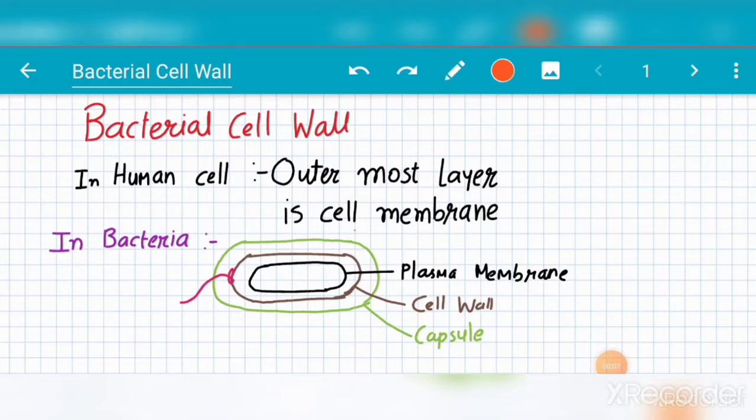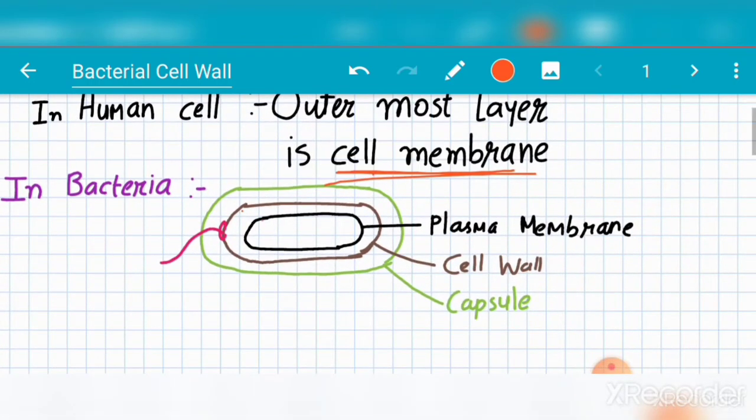In this video, we are going to talk about bacterial cell wall. In human cells, the outermost layer of the cell is a plasma membrane. But in bacteria, outside the plasma membrane, the bacteria have a cell wall. And some bacteria also have capsules surrounding the cell wall.